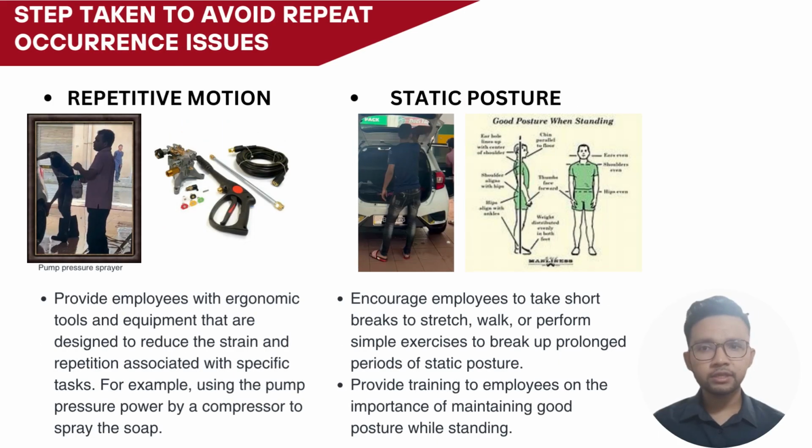The third issue is repetitive motions. Provide employees with ergonomic tools and equipment designed to reduce the strain and repetition associated with specific tasks. For example, using a pressure washer powered by a compressor to spray the soap. The fourth issue is static posture. Encourage employees to take short breaks to stretch, walk, or perform simple exercises to break up prolonged periods of static posture. Additionally, provide training to employees on the importance of maintaining good posture while standing.